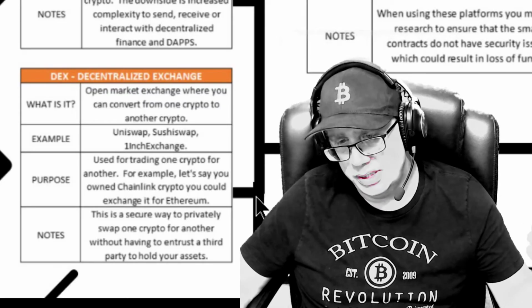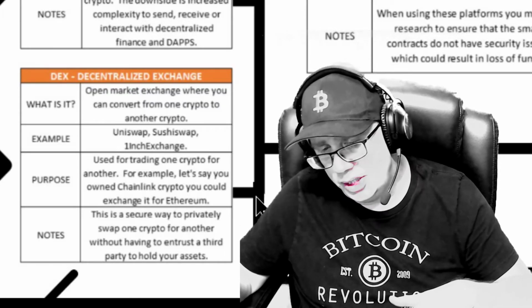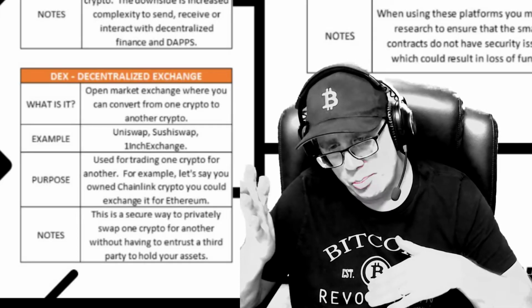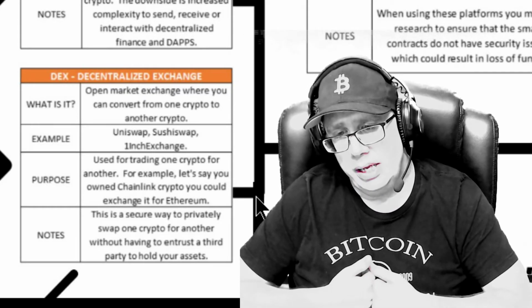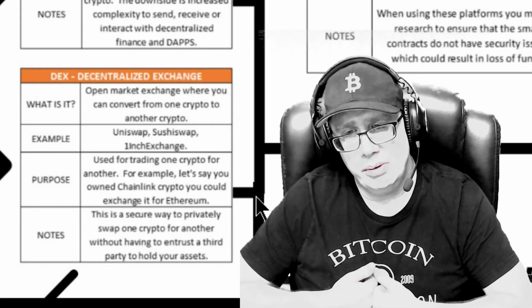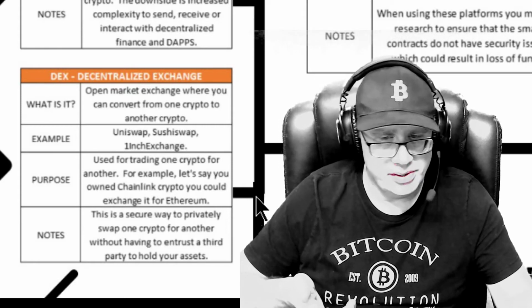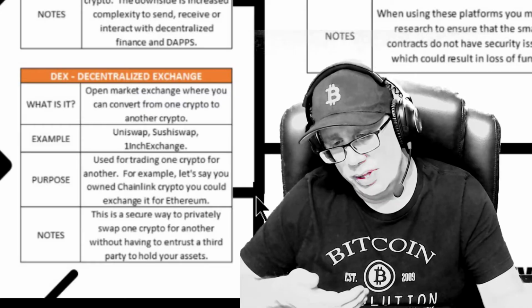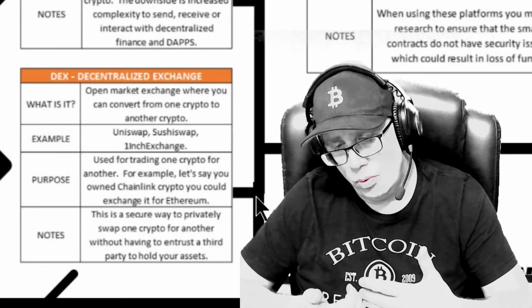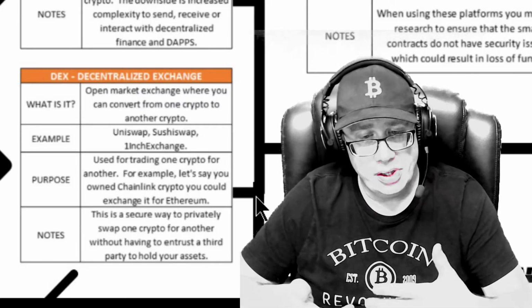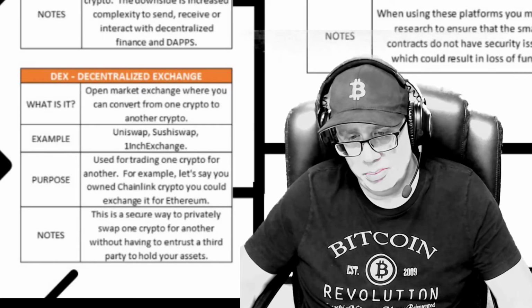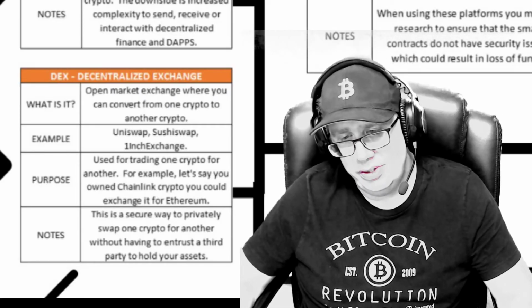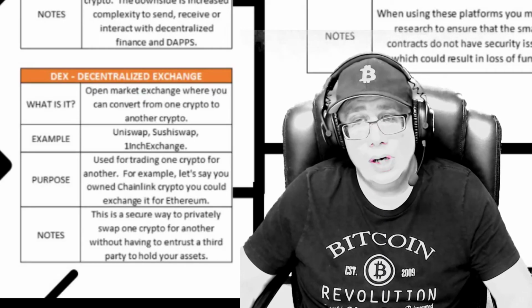So, purpose: use for trading crypto one for another. For example, let's say you own Chainlink, you could exchange it for Ethereum, and you just swap it, so your assets always stay in your possession. It would be like in a movie where they say, give me the money, and then they give you something, the bad guy. So it's a one transaction exchange. There's usually a fee. This is a secure way to privately swap one crypto for another without having to entrust a third party to hold your assets.